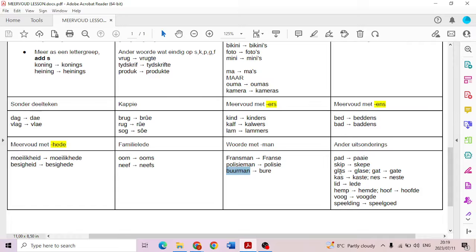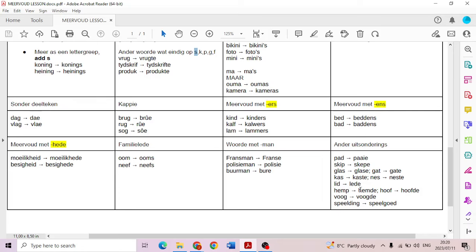Okay, and then glas and gat are gonna get the same change. So glas and gat, we're gonna pretend as if they had two A's here. So now it's going to be glase with one S and gate with one T. Then kas is going to be kaste. Technically, these two we can move to here because they do end on S. Okay, just you can't say kasse or nese. Yes. And then lid becomes lede. Lid means member. So here members.